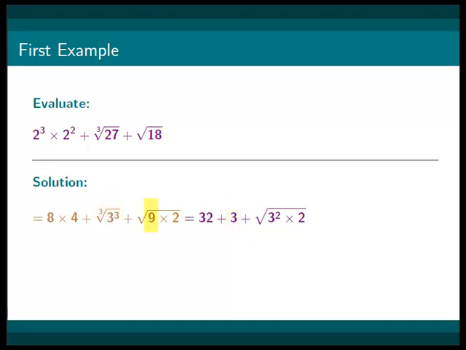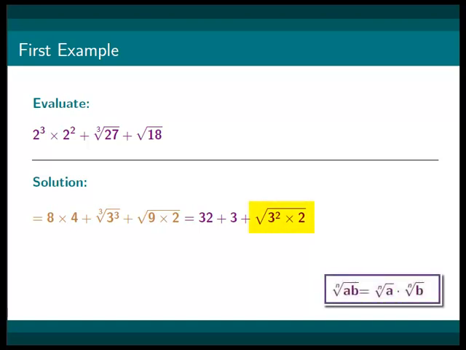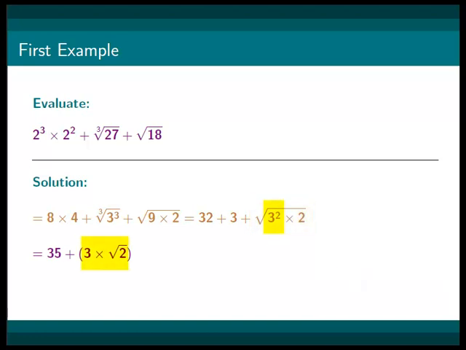We can also express 9 as the square of 3. Then we can use one of the radical laws to come up with root of 3 squared times 2. So, we can take out the 3 squared and end up with 3 times root 2. So, in conclusion, our answer will be 35 plus 3 root 2.